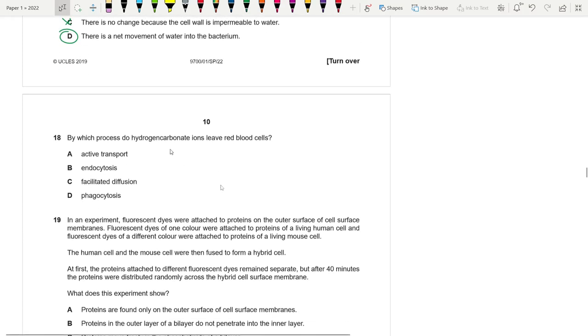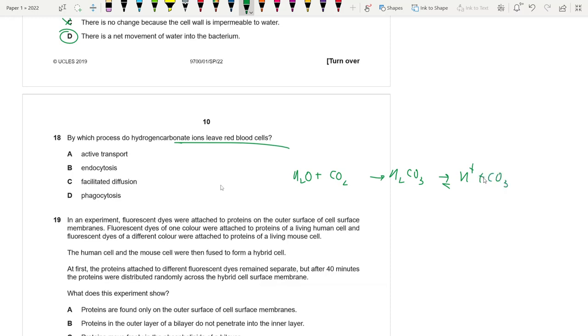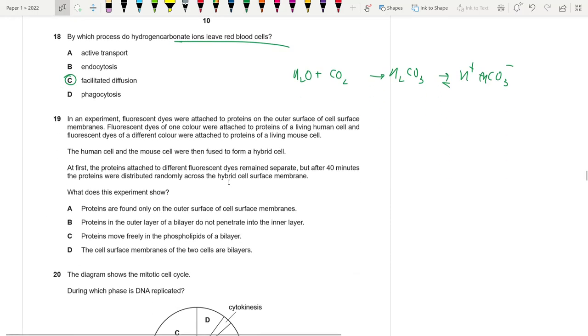18. By which processes do hydrogen carbonate ions leave the red blood cells? Okay, so remember, carbonic anhydrase catalyzes this reaction between H2O and CO2 to form H2CO3, which dissociates to form H plus and the bicarbonate anion. So since there is a huge excess of bicarbonate inside the cell, right, it will come out of the cell by a process called facilitated diffusion because it's not active. Okay, it's a passive process. Remember that.